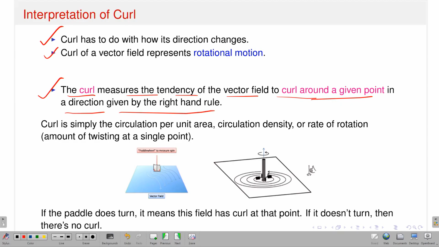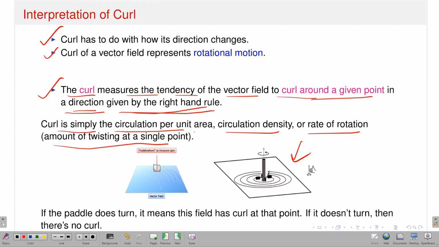So that means if I have a thumb like that, then I have this kind of thing. So the curl measures the tendency of the vector field to curl around a given point in a direction given by the right hand rule. More precisely, curl is simply the circulation per unit area, circulation density, or rate of rotation, the amount of twisting at a single point. I tried to give a picture to talk about that.